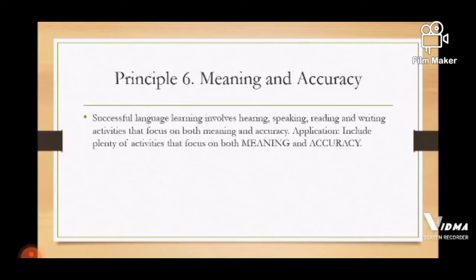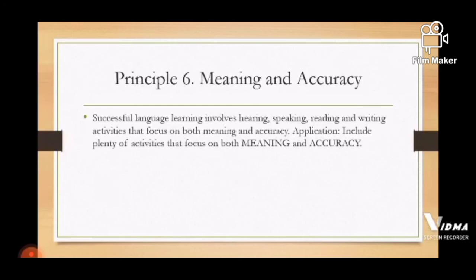So, meaning and accuracy are important components in learning a language. Why meaning? Because we need to deliver a specific message. A specific message. Sometimes, meaning is prone to several interpretations. That's why we need to deliver information appropriately so that they can understand it properly.